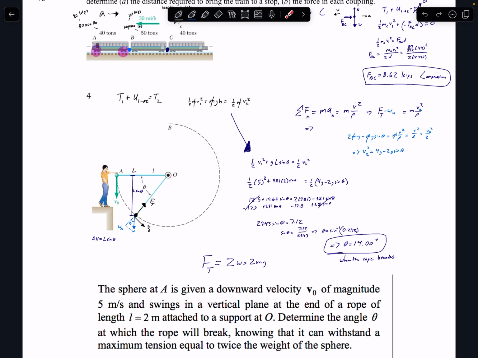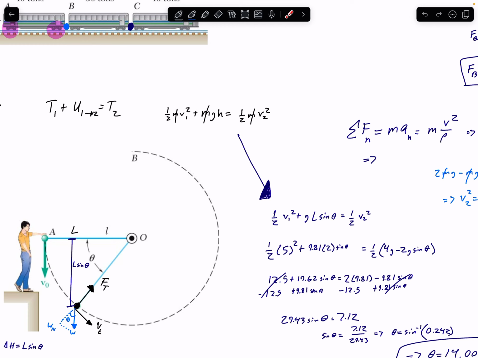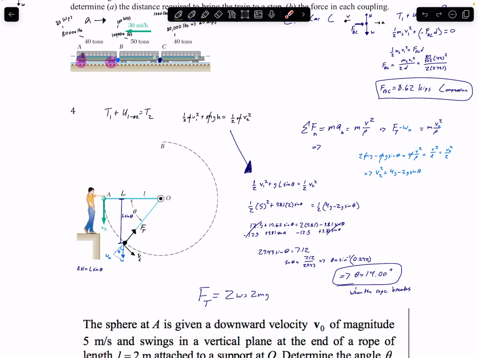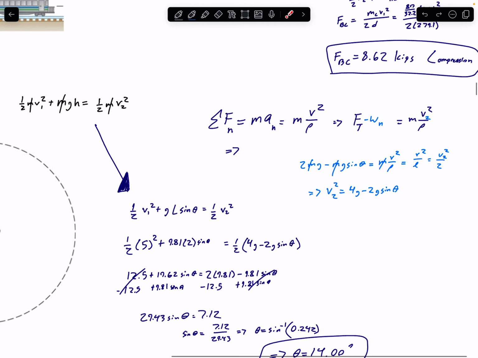So we'll start out with our initial work being done. We know it starts out with V0, or initial velocity, of 5 meters per second. We're looking for what V2 equals. And so we know that delta H is equal to L sine theta from across over there. And so that is the difference in height.